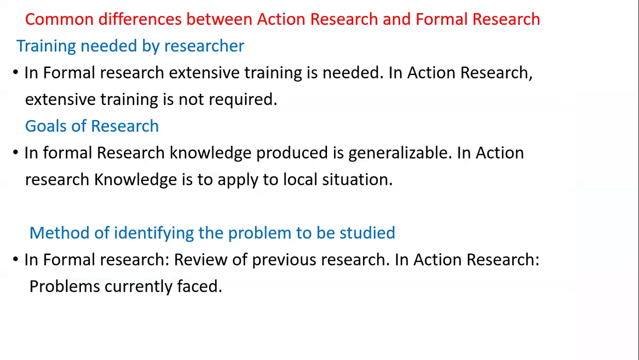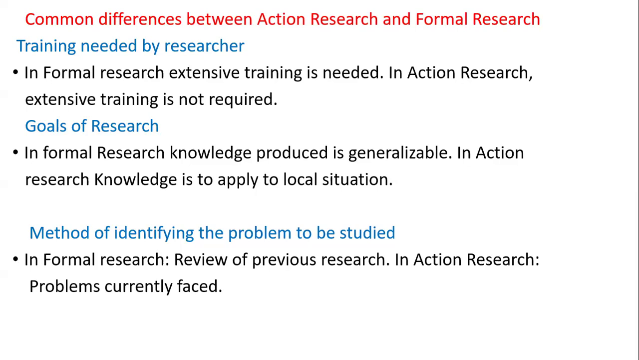So if we consider the common differences between action research and formal research, for formal research we need training for the researcher, right? We need extensive training. For action research, we don't need any training at all. Then the goals of research: in formal research, the knowledge produced is generalizable. That means if we find something, we can generalize it to others also. If we find certain things, we say yes, other people will also do the same.